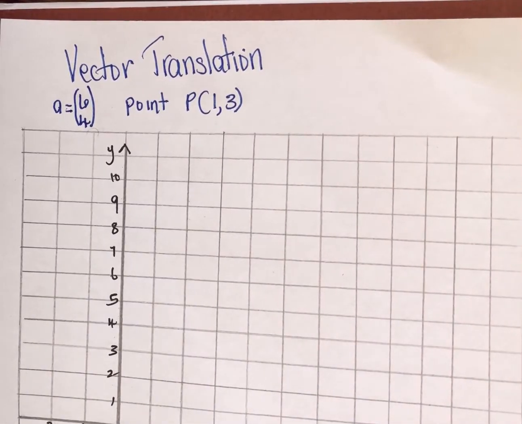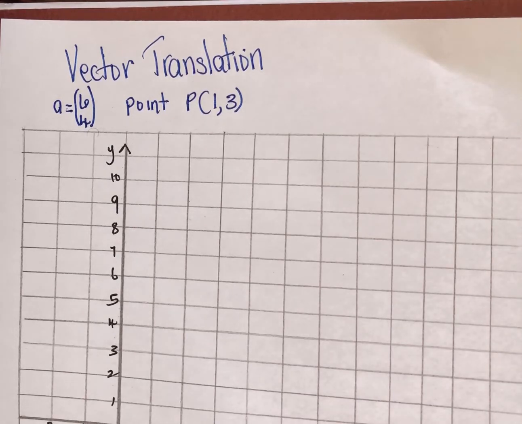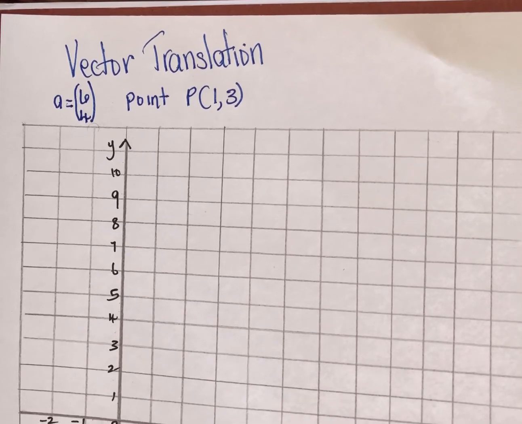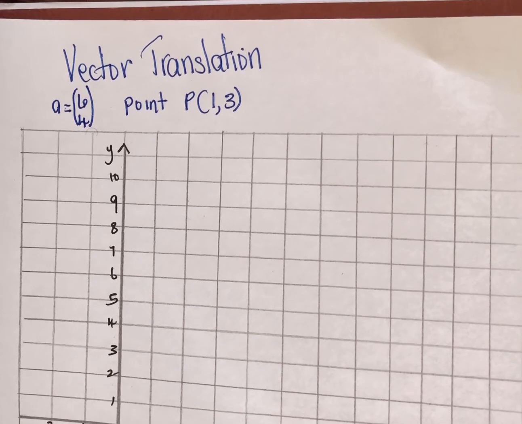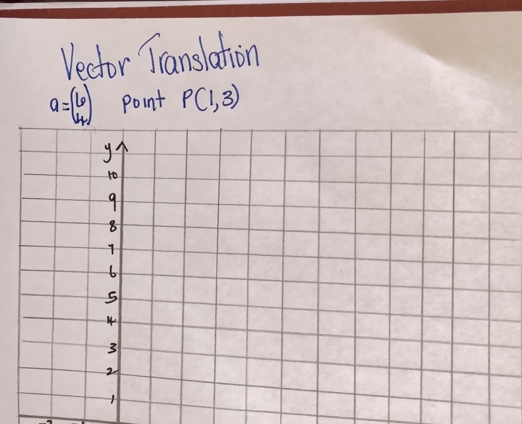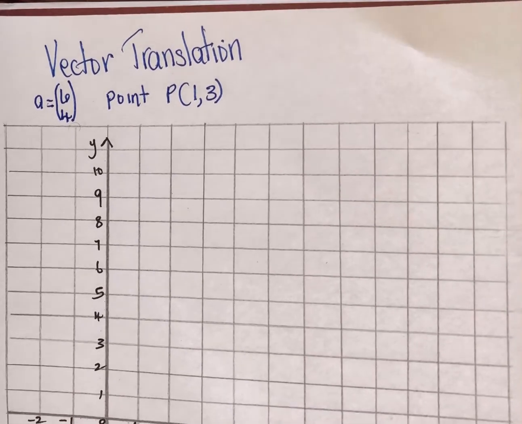Hello, in this video I am going to demonstrate a concept based on vector translation. A vector can be used to describe a translation. We will need a point and we will need a column vector. The numbers you are seeing for A is a column vector, (6, 4). And the point we are seeing is represented by letter P, (1, 3).